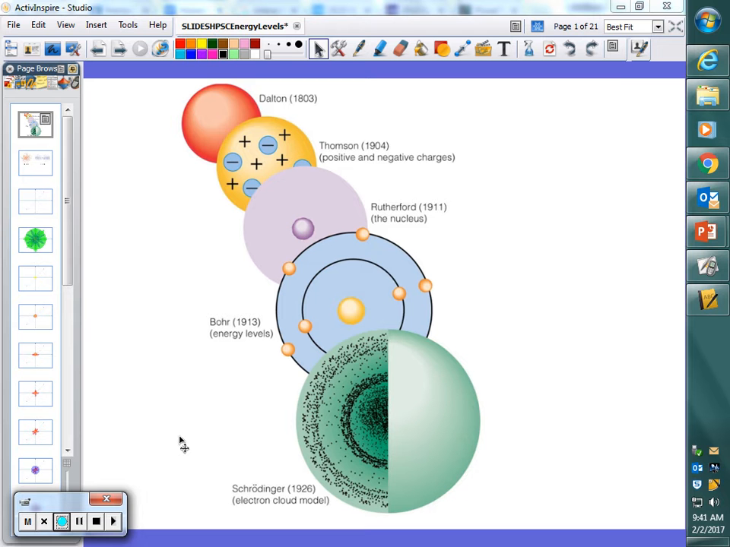So, yesterday, we started talking in a little more detail about Schrodinger's model of the atom. And Schrodinger's model of the atom consists of orbitals. So what is an orbital? Eric, good. It's just where the electrons are most likely to be. It's likely places for electrons that surround the nucleus.